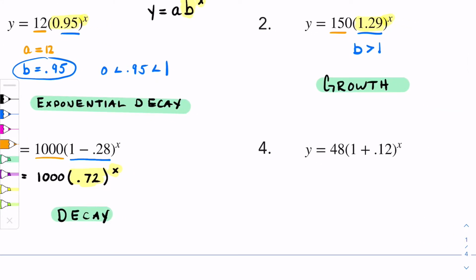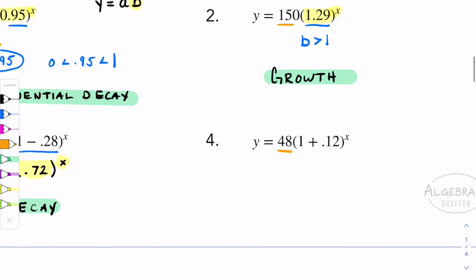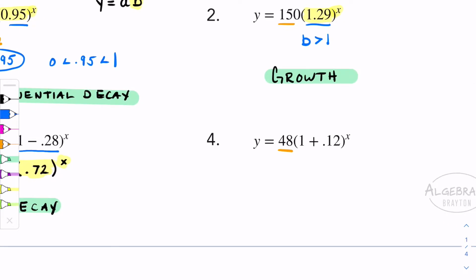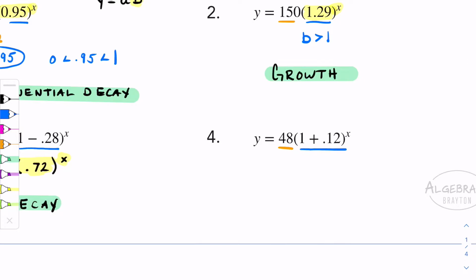And number 4, we need to do the same thing. We have our a value as 48. Our b value is 1 plus 0.12. We need to consolidate to create a single b value of 1.12 raised to the power of x. And that gives us our b value of 1.12, which is larger than 1. So this is an example of growth.